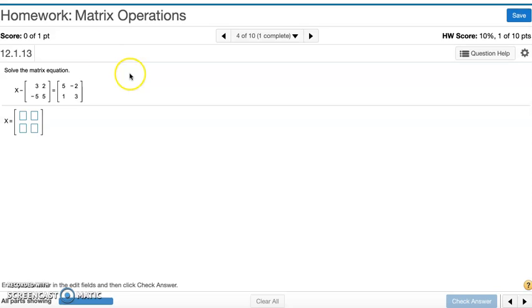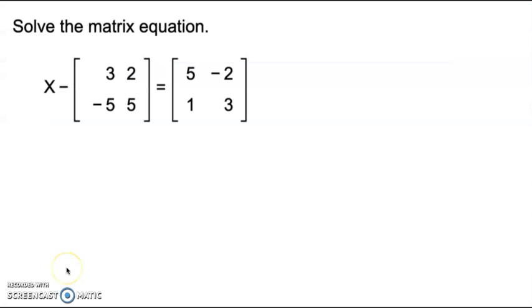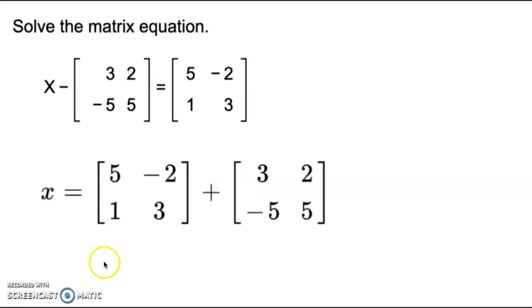So let's take a closer look at that. To get x by itself, I'll need to add this matrix to the other side. So I'll have this matrix plus this one. Now it's just matrix addition. Add same position to same position.